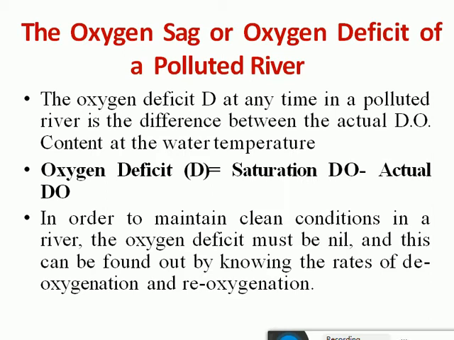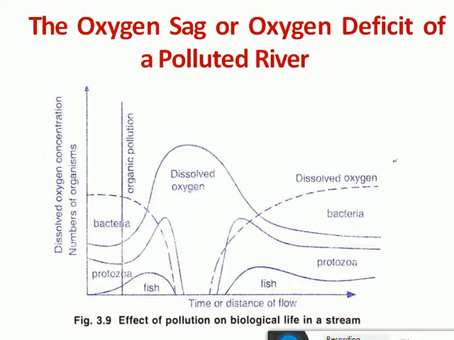Considering all these things, we have to plot a curve which is called the oxygen sag curve. The oxygen sag curve shows the oxygen deficit D at any point in a polluted river, which is given by the saturation DO minus the actual DO. I'll show you the curve so that you can understand it better.